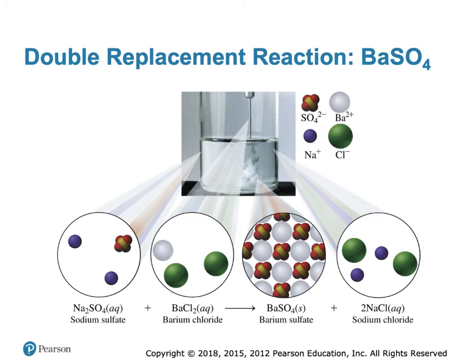So here we can see this double replacement reaction of barium sulfate. We start with sodium sulfate and barium chloride. When they are mixed together, we form barium sulfate, which can be observed as this white precipitate, and sodium chloride.